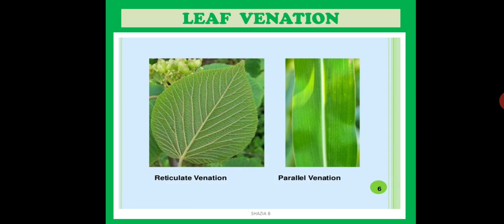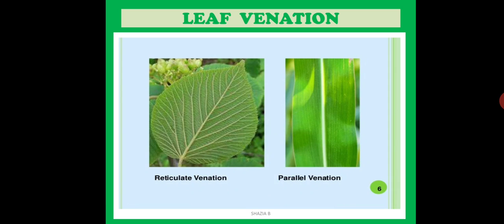Here veins are irregularly arranged. There is no regular or proper order in the arrangement of veins, and it forms a network. There is no definite pattern. Such leaves can be seen in the case of rose, hibiscus and all.